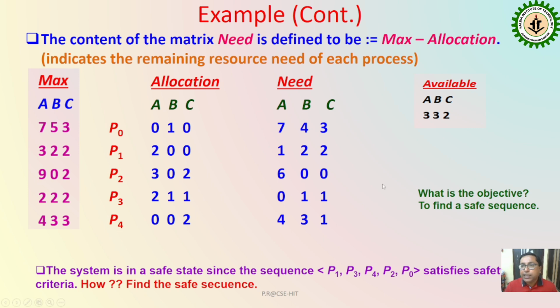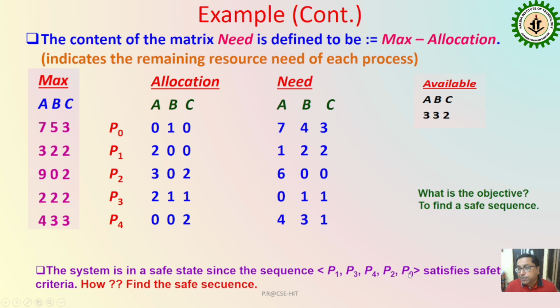That means if we allocate the resources to the processes in such a way, suppose this is a sequence I am writing: P1, P3, P4, P2, P0. If I allocate resources to these processes in this sequence, the system will be in a safe state. So our objective is, I am writing the answer, that this is the safe sequence.